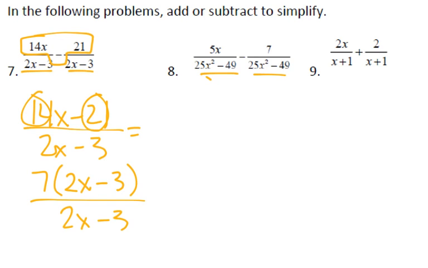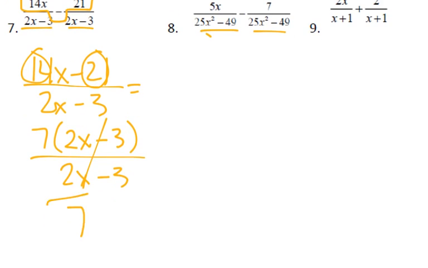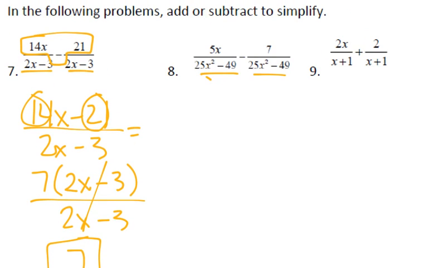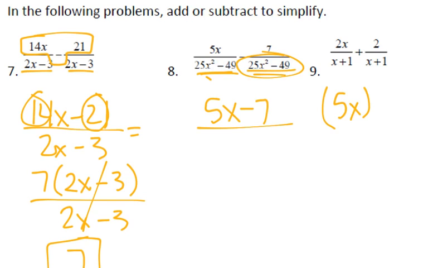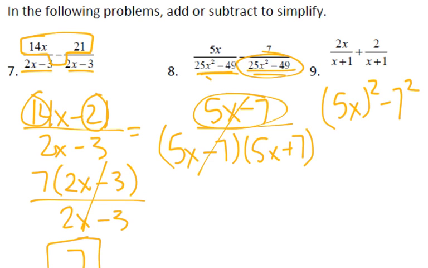And the 2x minus 3's cancel, so you're left with just 7 for your answer. On number 8, same denominator, so I just go 5x minus 7. However, with that denominator, that's like 5x squared minus 7 squared. So we'd have 5x minus 7 times 5x plus 7. So those would cancel. Now, when you cancel the whole top, you still have to leave a 1 up there. So we'd get 1 over 5x plus 7. It doesn't just become 5x plus 7. You got to leave the 1 there.